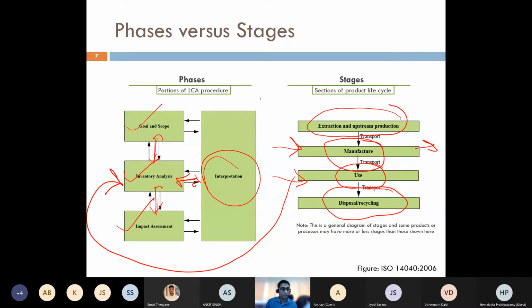So each LCA would have different phases, which are 4 in number, and any LCA would need to have them. Stages are something that would depend upon the process or the product you are aiming for. Now, these are the basic 4 stages. Your LCA could have fewer or more than that. It would depend upon the product life cycle that you're considering and the number of stages that your process has.